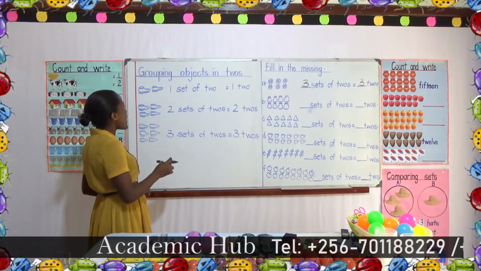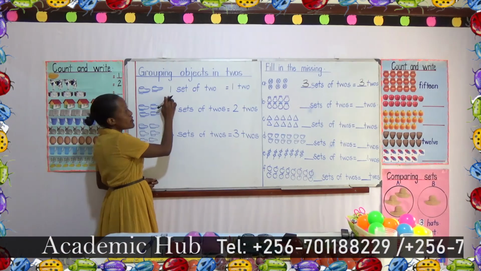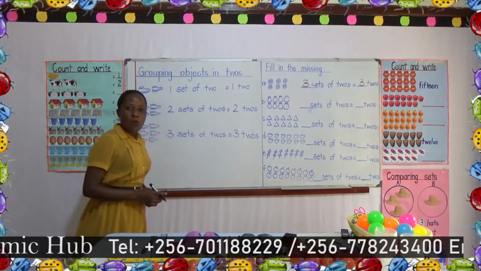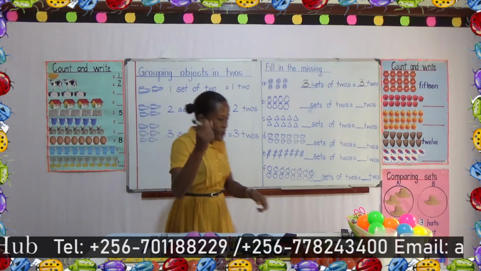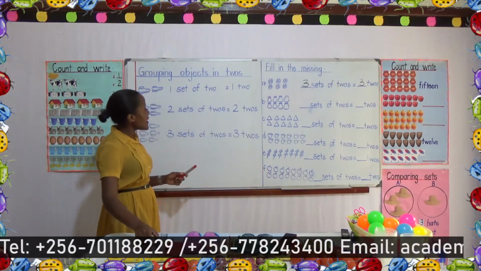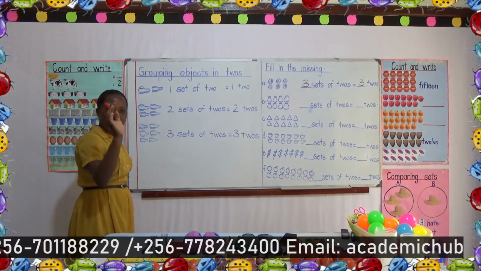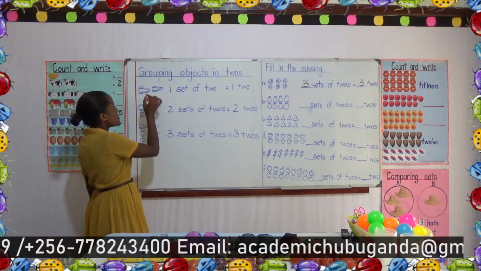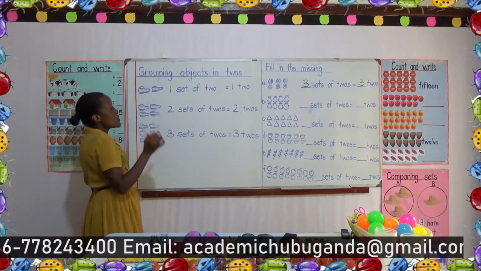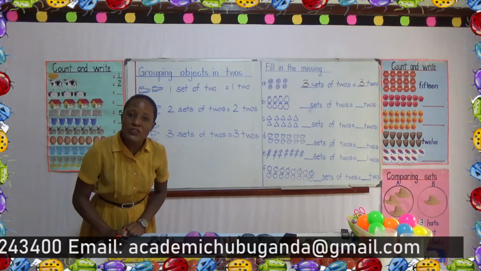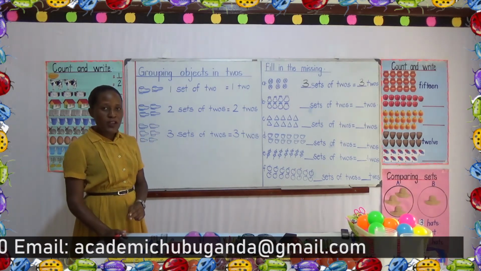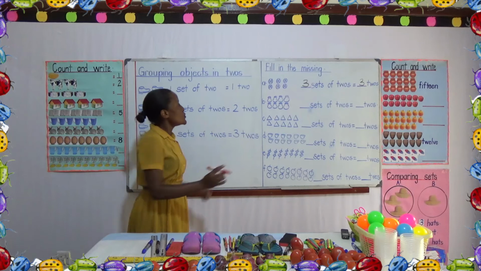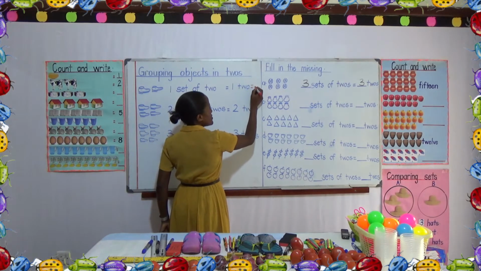Let's find out what we have in one set. This was one set of two. And we said it is equal to 1, 2. Let me use my red pen so that you can clearly see what I mean. We are going to count the objects in the twos, okay? Let's count together. 1, 2. There are 2 shoes in 1, 2. There are 2 objects in 1, 2. We have counted the shoes and we have 1, 2. So 1, 2 equals 2.